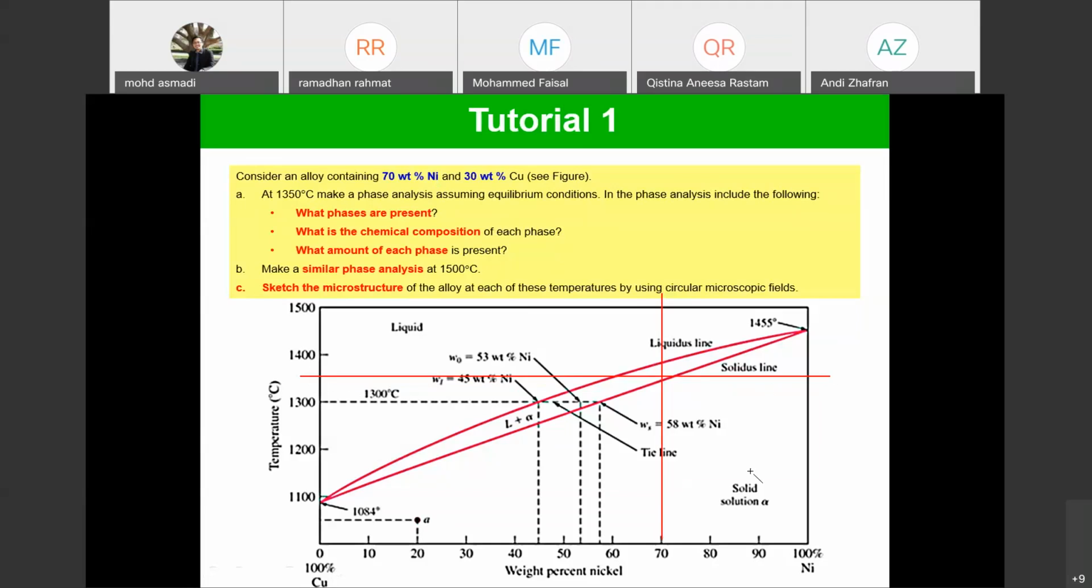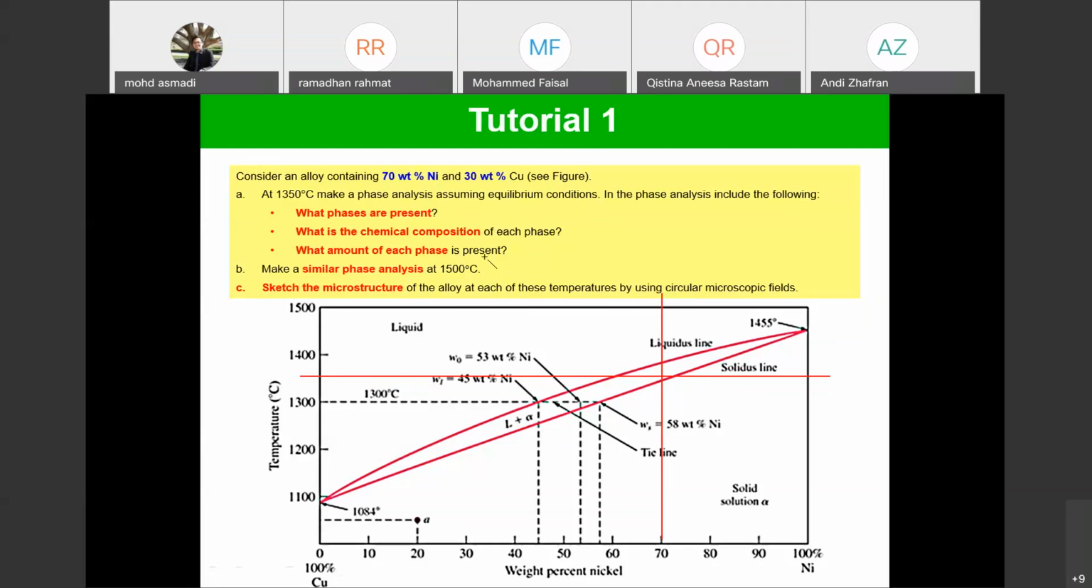So just see the cross line. What phases are present? Please write on A4 paper. Are you done? And what is the chemical composition? And what is the amount of each phase?